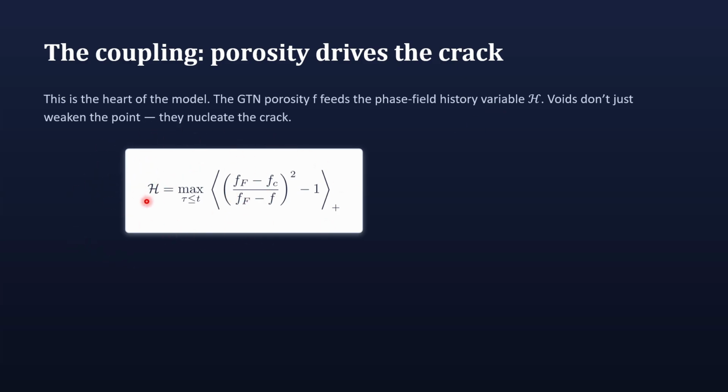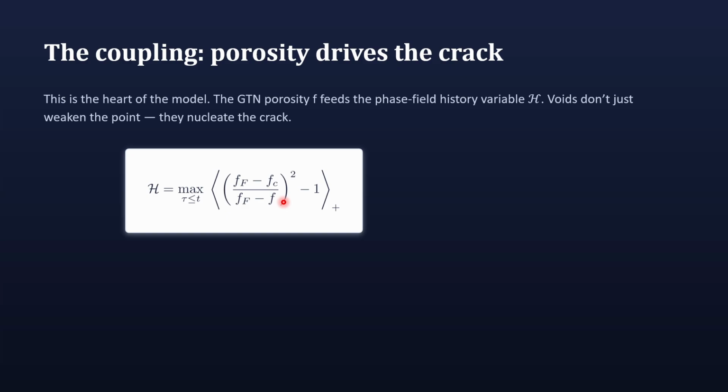Okay, so this is essentially the history field. The history field is what? Previously it was a function of the strain energy densities, psi 0 plus, psi 0 minus, and so on. But now we define it like this: the maximum of this function, which is (ff minus fc) by (ff minus f), whole square, minus 1. Essentially, take into account these Macaulay brackets. So when f is less than fc, the history field is 0.